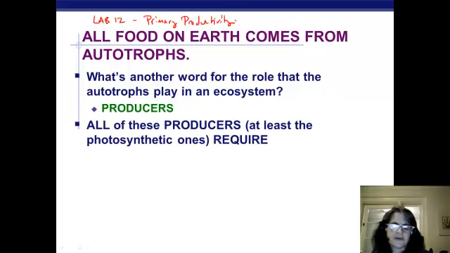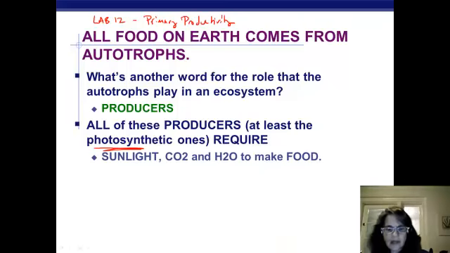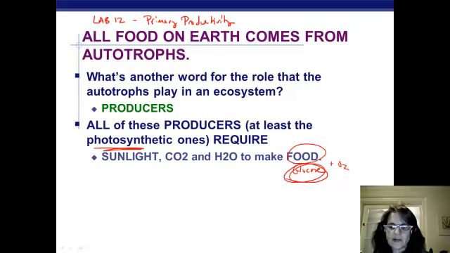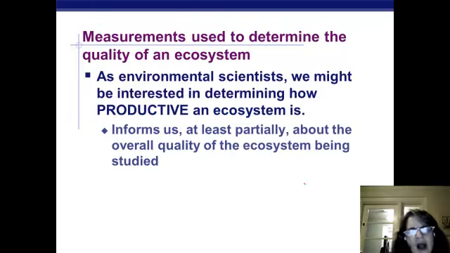All of these producers, or perhaps I should say at least the ones that are photosynthetic, which is the ones we'll be talking about in this lab, require sunlight, CO2, and water to make food, which is glucose. So this is what they're producing. Incidentally, they're also producing oxygen, but that's not really what we're interested in. Well, I shouldn't go that far either, but normally we're focused in on that glucose. All right.